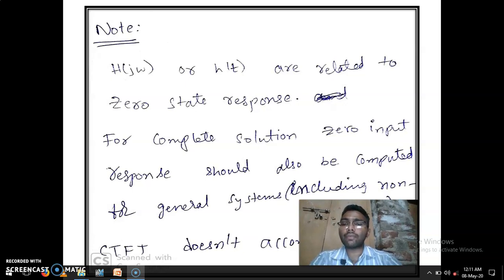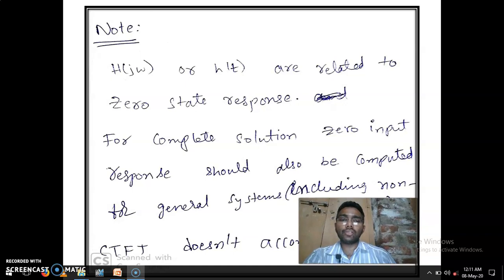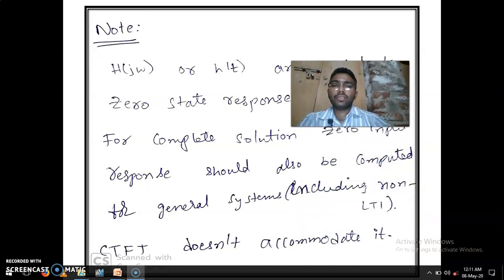we cannot use the continuous time Fourier transform. So there are other methods to do it. We have already seen one such method, and in the near future we are also going to learn another tool which also accommodates both zero input response and zero state response. This is one of the limitations of the continuous time Fourier transform. We can only obtain the zero state response but not the zero input response.